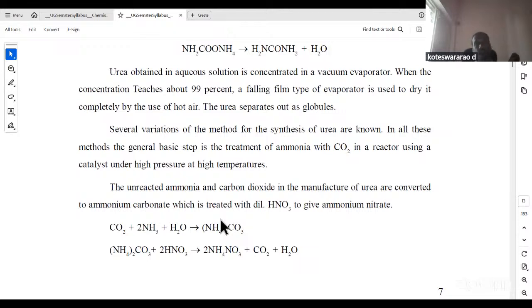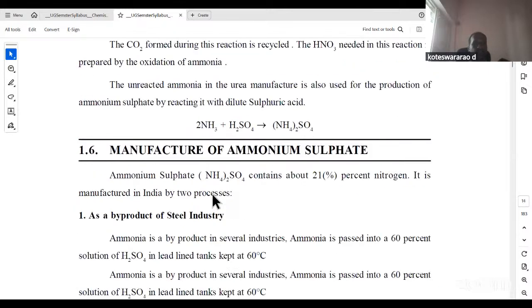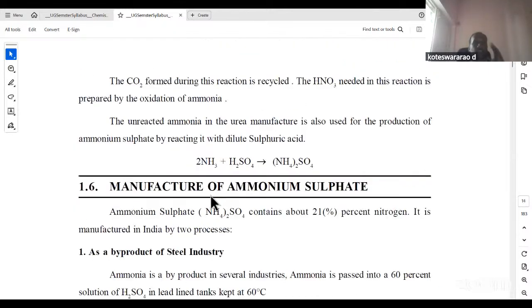This ammonium carbamate, ammonium carbonate can lead to the formation of ammonium nitrate. Okay. Next, the CO2 formed during the reaction is recycled. The HNO3 needed in this reaction is prepared by the oxidation of ammonia.